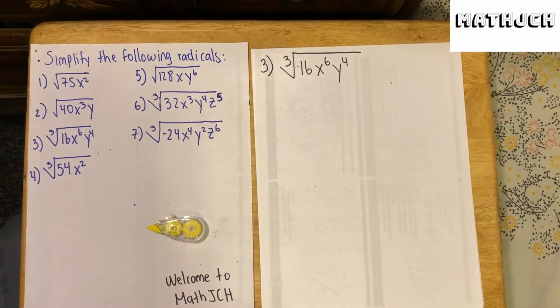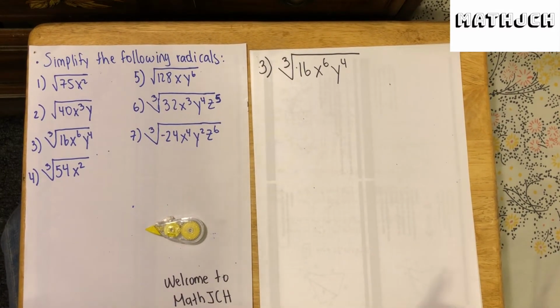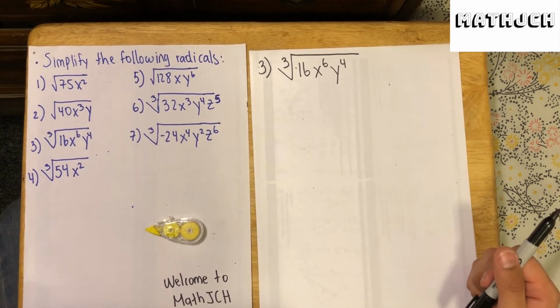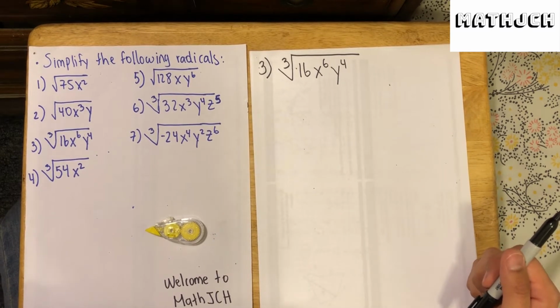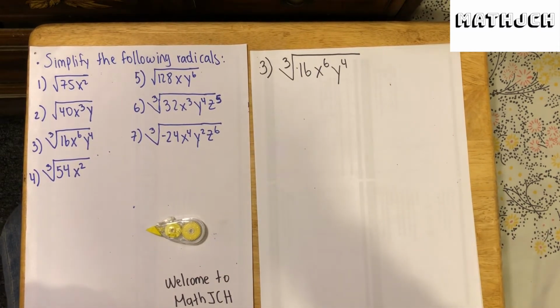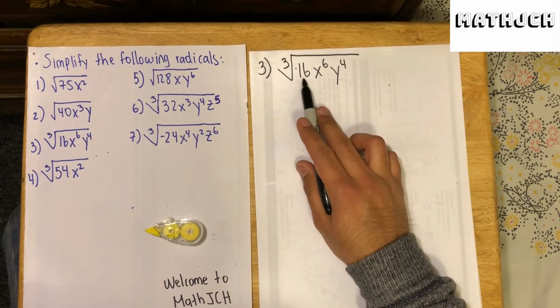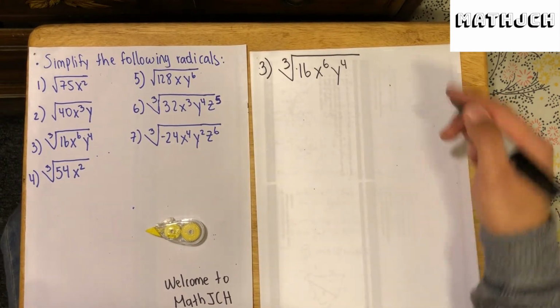The next problem, we have the cube root of 16 x power 6 y power 4. Let's approach this in a different way. It's not that different, but it's very similar to the previous one. So the first thing that we could do is the prime factorization of 16.